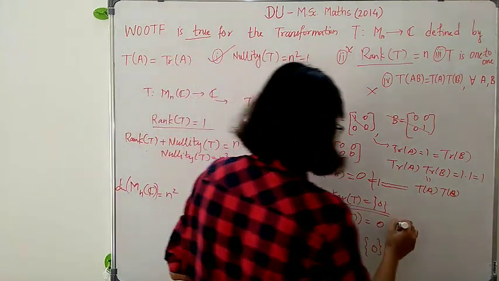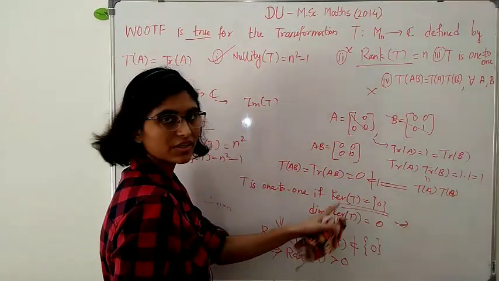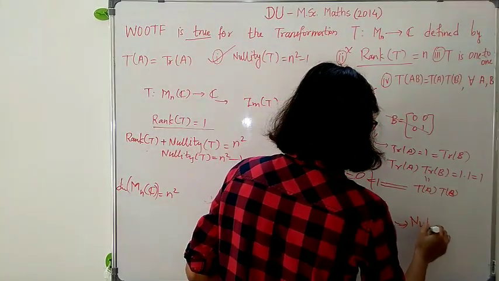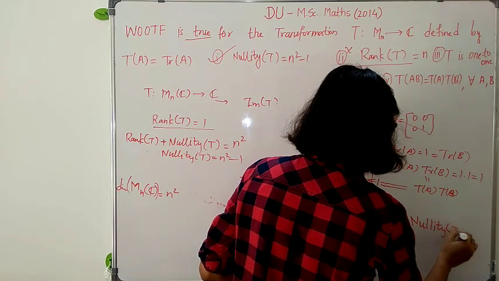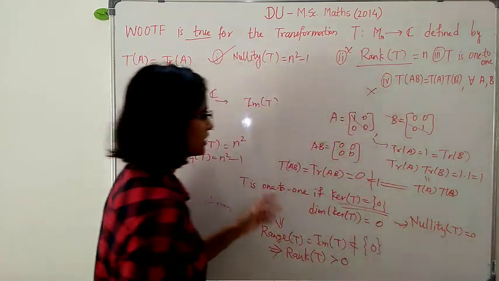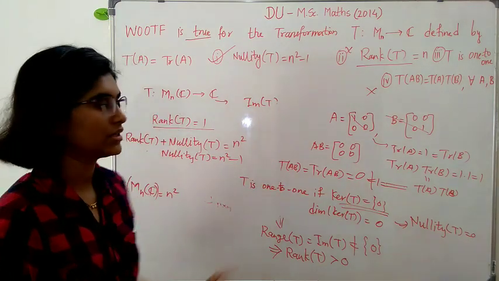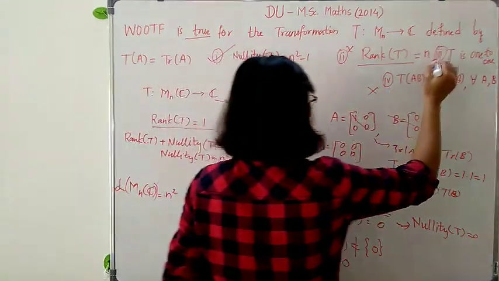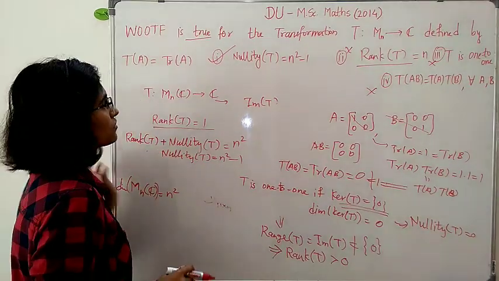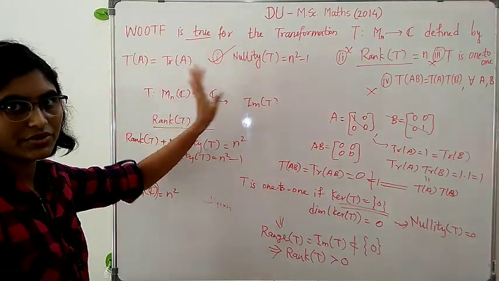That means the nullity, right? Because dimension of kernel T is just nullity. So whenever you have nullity T equal to 0, it is 1 to 1. But here we have seen nullity T is equal to n square minus 1. Clearly it is not 0, right? So this T is also not 1 to 1. So this first option is the correct option.